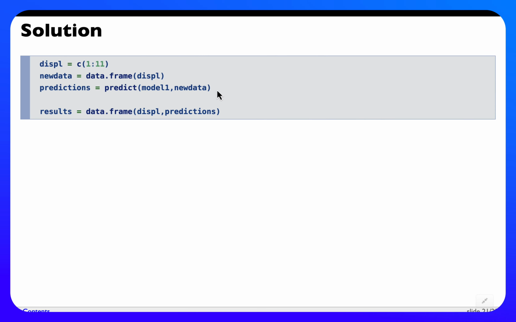Okay, so I created displacement is c(1:11), and then I created something called new_data. It's just a data.frame of displacement, which is just the vector built into a data frame, although there's nothing in the data frame but the vector. So predictions equals predict of model1, comma, new_data. And results is data.frame of displ, comma, predictions. So I create a new data frame called results, which has the values of displacement and the value of the predictions.